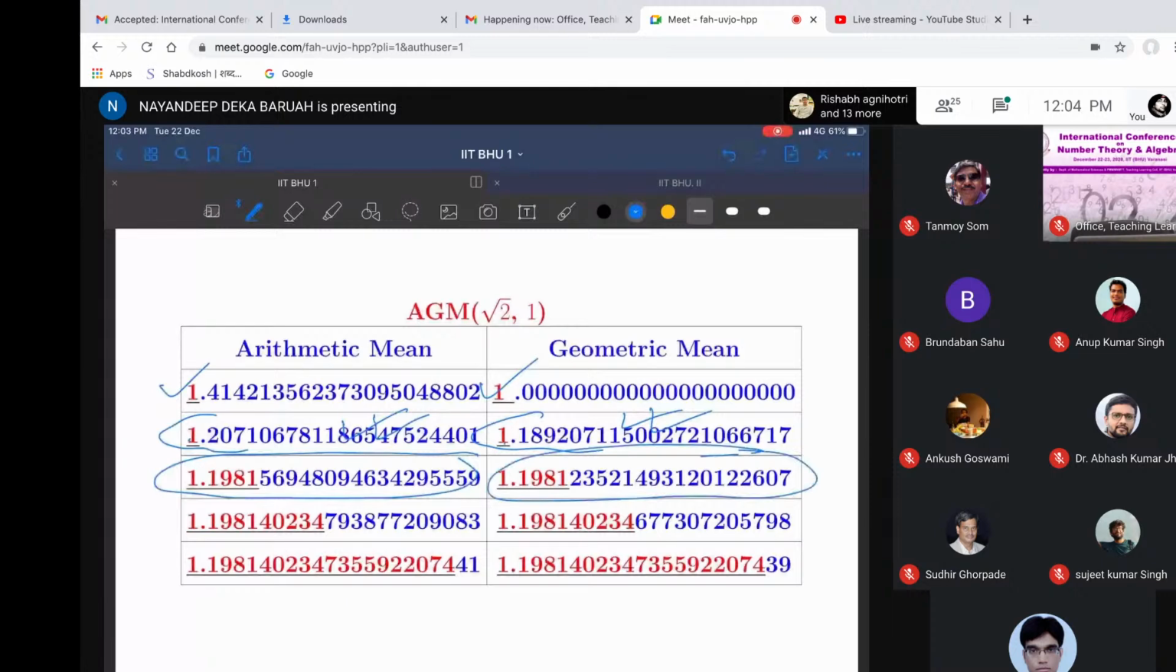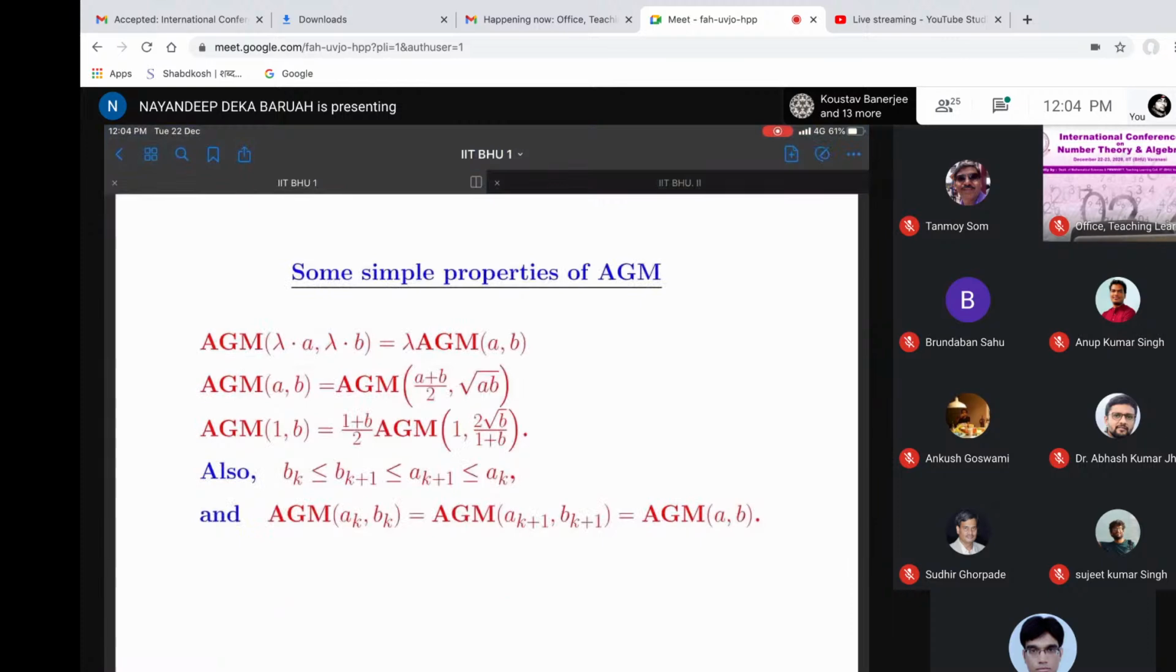You just notice the red colored digits. And in the next one, more than twice, that means here four decimal places, here 9 decimal places are equal, and here more than 18 are equal. So more than twice, almost quadratic convergence. This is a very fast converging series, and this gives many more digits in a shorter time. And there are many simple properties of AGM, some properties.